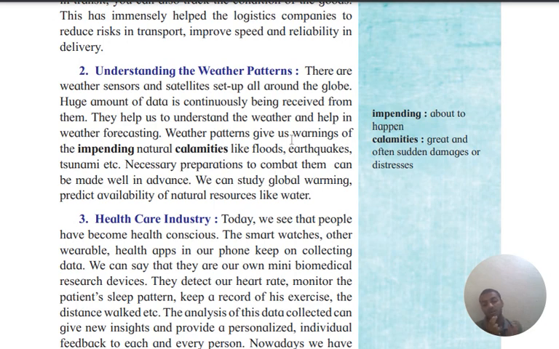That's the main reason you see weather forecasting in the news channels. There are particular channels as well, and even in your mobile phone some weather patterns are shown to you.